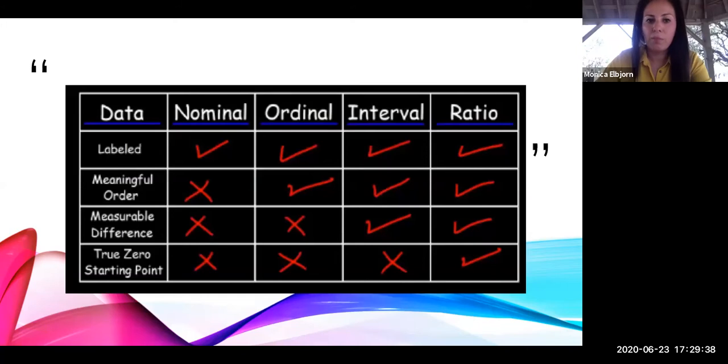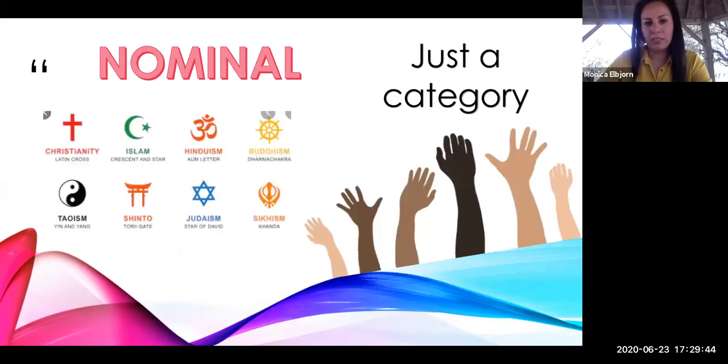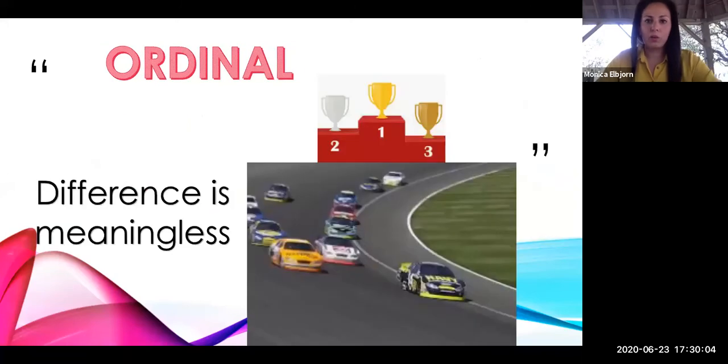Nominal is only a label. So religion is nominal. Race is nominal. It's just a category. It doesn't tell you any number. It doesn't tell you what place it is. It doesn't have a zero. There's no number. You cannot subtract. You cannot multiply. So it's just nominal. Ordinal.